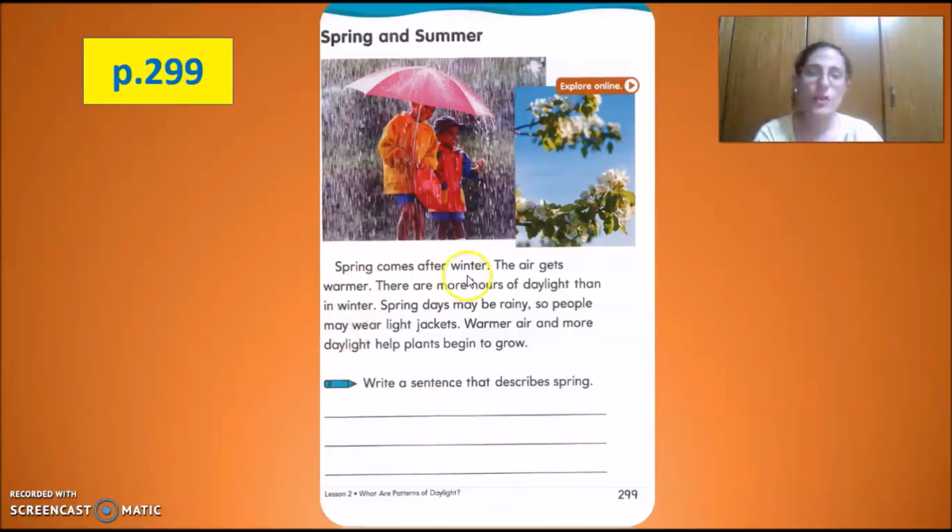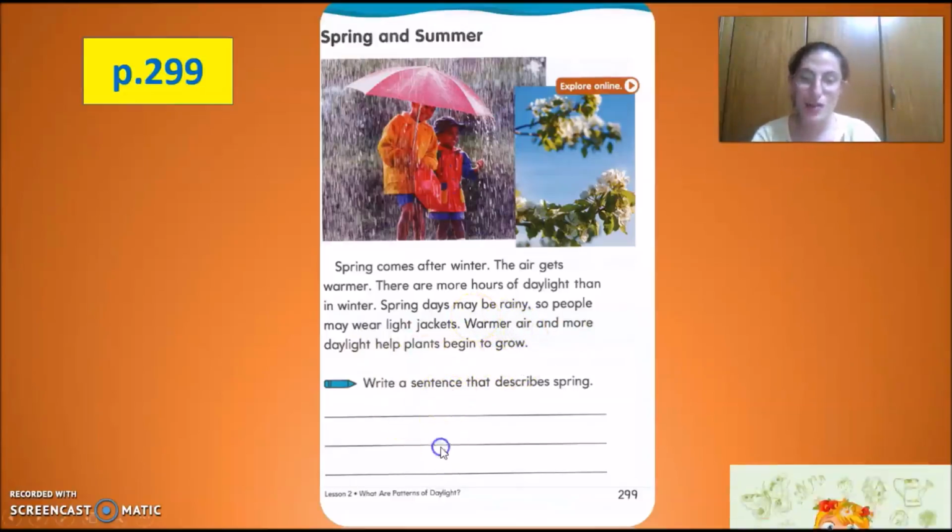Spring comes after winter. The air gets warmer. There are more hours of daylight than in winter. Spring days may be rainy, so people may wear light jackets. Warmer air and more daylight help plants begin to grow. So write a sentence that describes spring. Which sentence describes spring? Excellent!